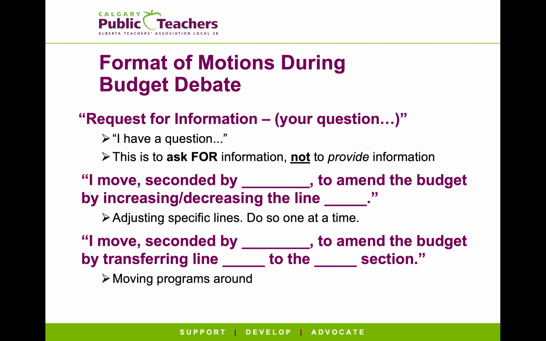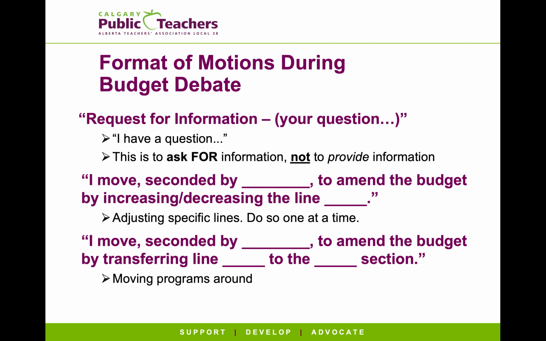There are several motions that you're likely to make during the budget debate. The first is a request for information. This is used when you have a question that needs to be answered. So it's a request for information and not a request to provide information. You are not debating. The request for information is a priority motion, so you can make a motion to request information and jump ahead of the queue.